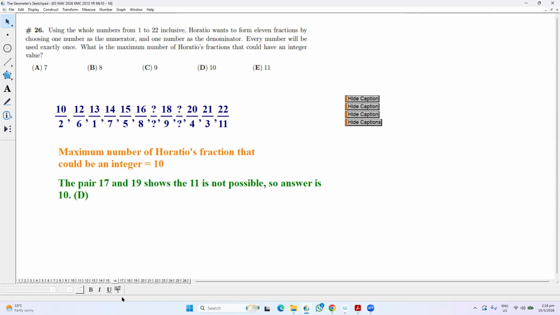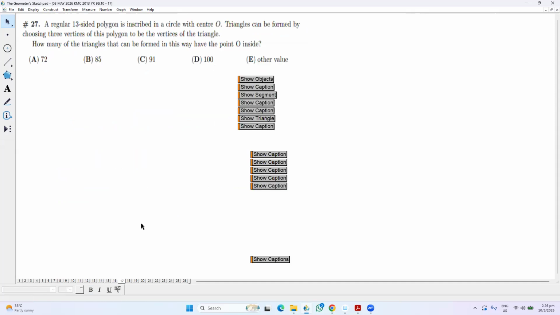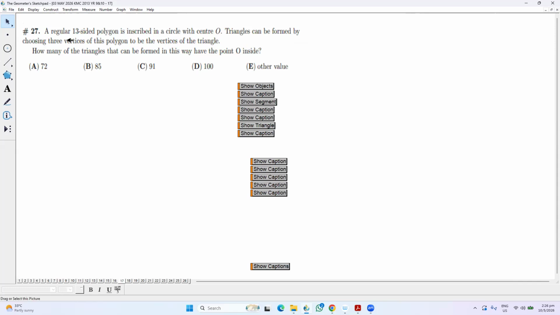Next question. A 13-sided polygon is inscribed. Regular one, all sides equal length. Center O. Triangles can be formed by choosing 3 vertices of this polygon to be vertices of a triangle. So you form a lot of triangles by joining 3 points. How many of the triangles that can be formed in this way have the point O inside?